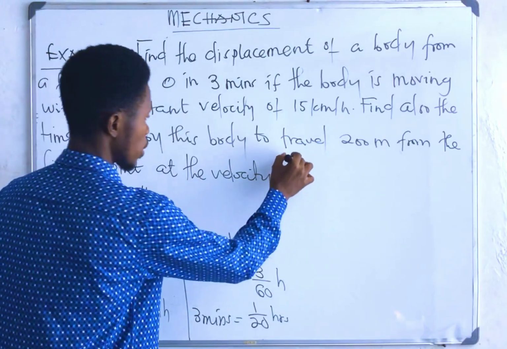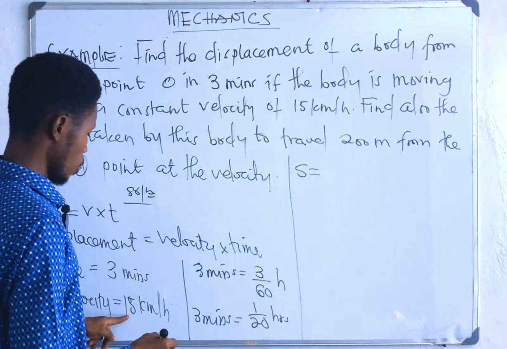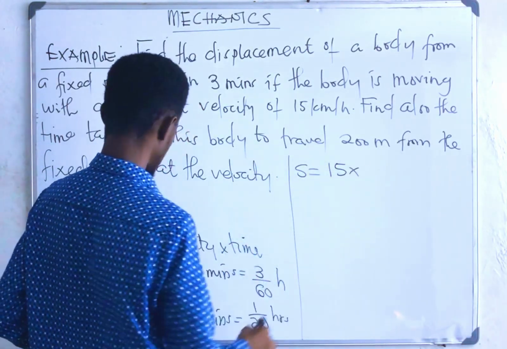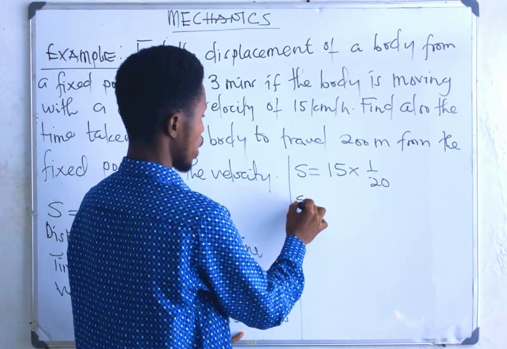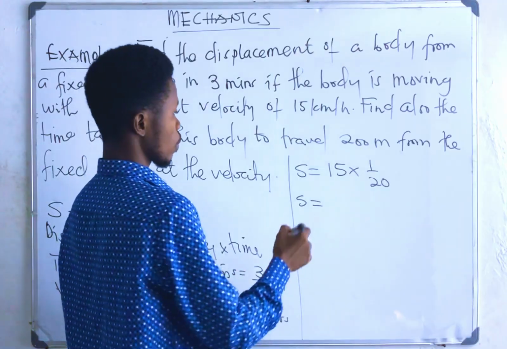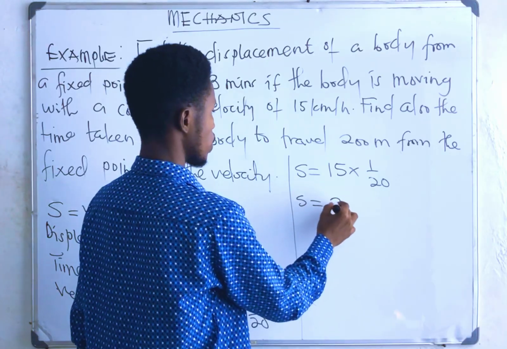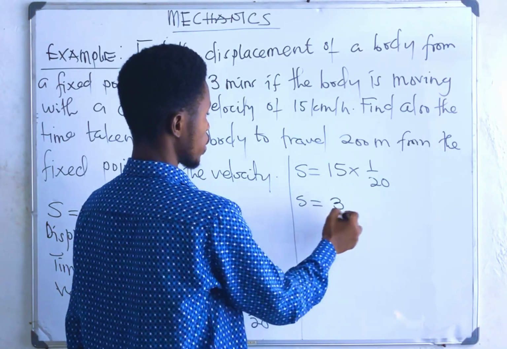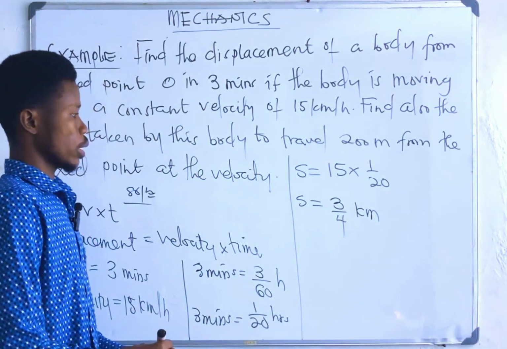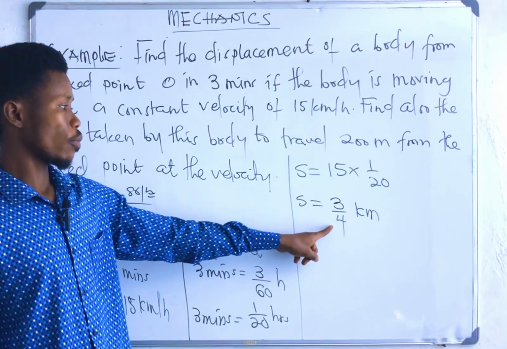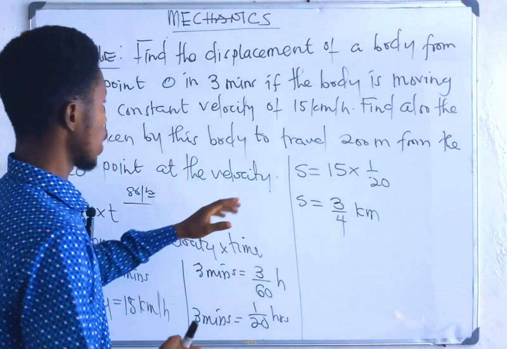So when that happens, it means that our displacement will be equal to velocity, which is 15, multiplied by 1 over 20. So my S will be equal to 15 over 20. 5 goes into 20 4 times, and into 15 3 times. So that will give us 3 over 4 kilometers. Is that okay? You can also multiply this 3 over 4 by 1,000 to get it in meters. Is that okay? Good.